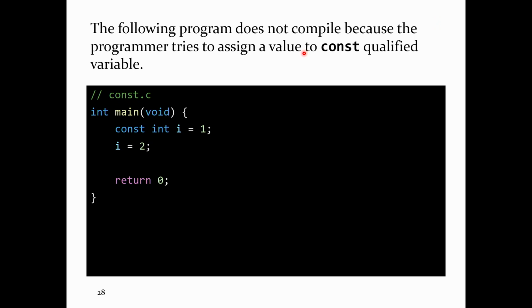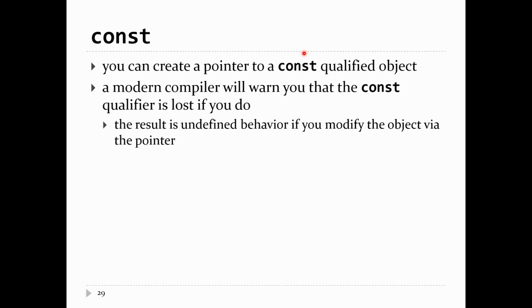Now, you might think that you can circumvent this problem, and you can, because you can take a pointer to the object. You can create a pointer to a const-qualified object. So in the previous example, I can get a pointer to i, and then I can use the pointer to change the value. In the bad old days, the compiler would not tell you that you were doing this. Today, on any modern-ish compiler, the compiler will warn you that you're going to change the value of a const object via a pointer.